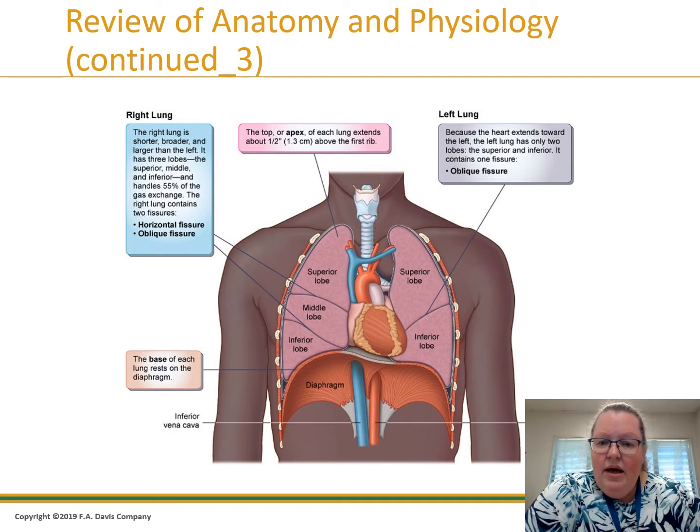Because the heart extends towards the left lung, it has only 2 lobes, the superior and inferior, and it contains 1 fissure, which is the oblique. See how it goes diagonal? And the base of each lung rests on the diaphragm. Here's the diaphragm.